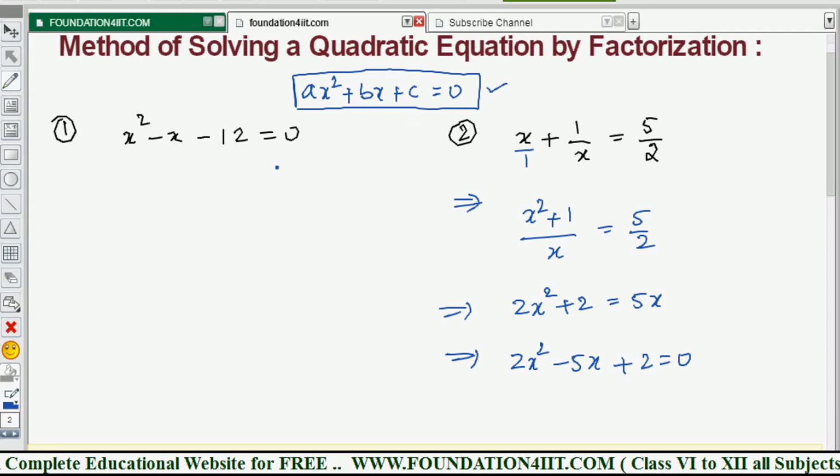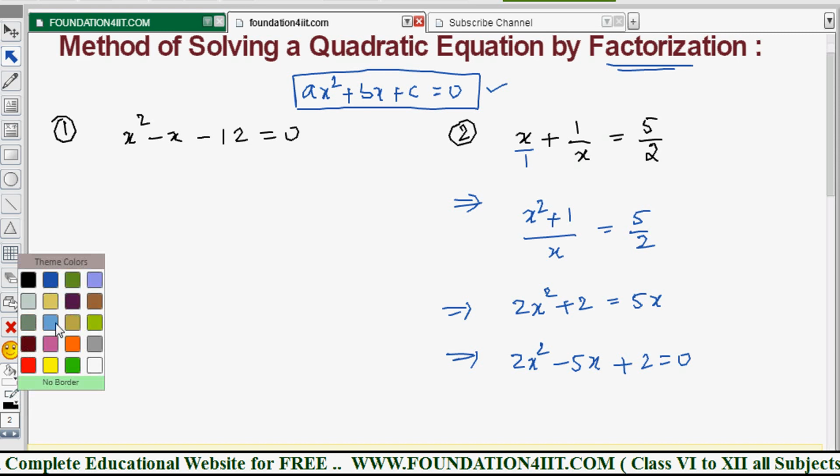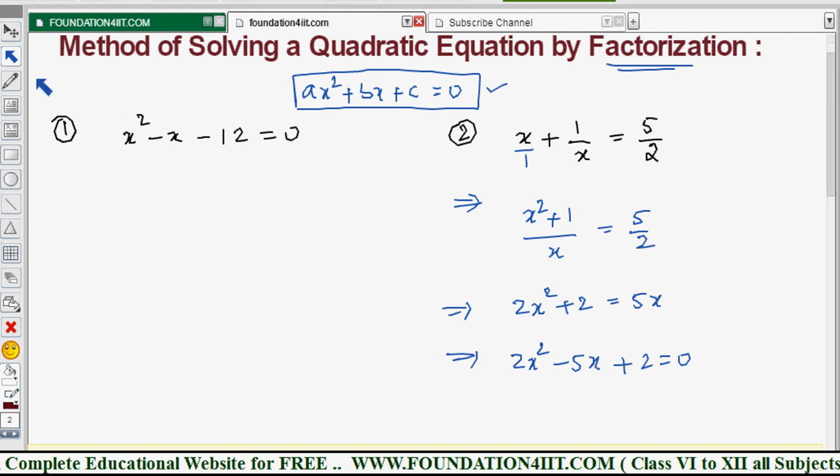Now let us see how to use the factorization method to solve it. First step: observe the x square coefficient is 1 and the constant is minus 12. You multiply the x square coefficient and the constant, that means 1 into minus 12, which is minus 12. Now we need to split minus 12 into two parts. If you multiply, minus 12 should come. If you add, the middle coefficient minus 1 should come.